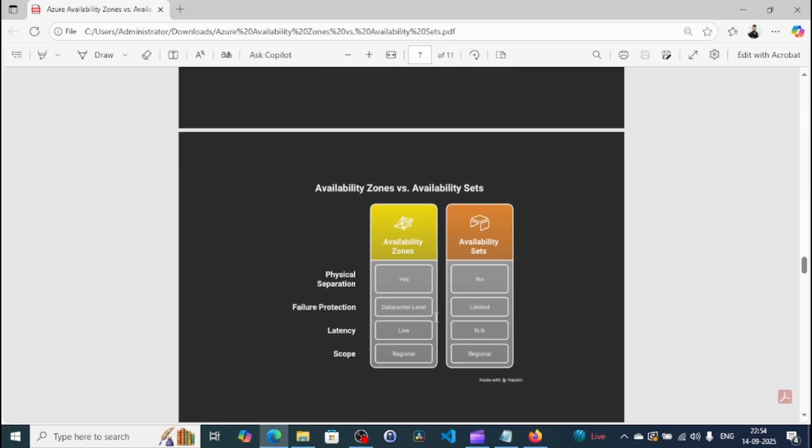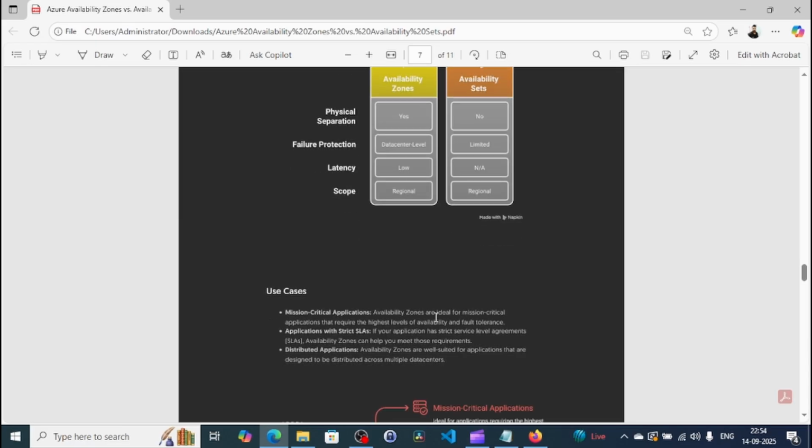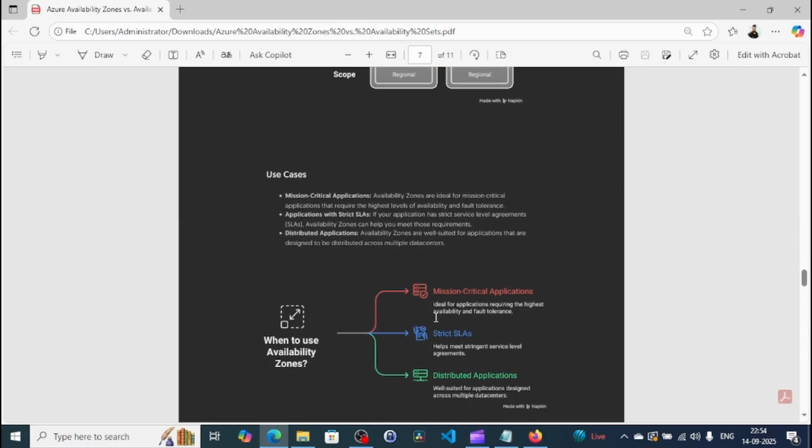Let's discuss an example. Suppose you deploy a SQL database across Zone 1 and Zone 2. If Zone 1 suffers a power outage, Zone 2 instantly takes over. Your application stays online with minimal downtime. Consider the below use cases. Mission-critical apps like banking, healthcare, or e-commerce. Applications with strict SLAs that require 99.99% uptime. Modern distributed apps like microservices running in Kubernetes.